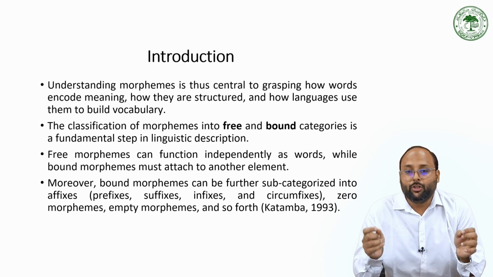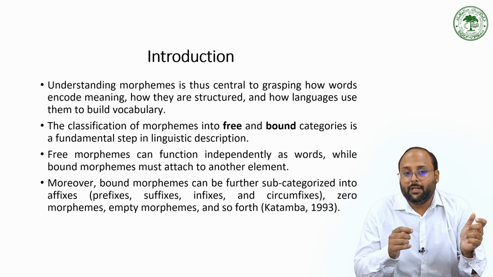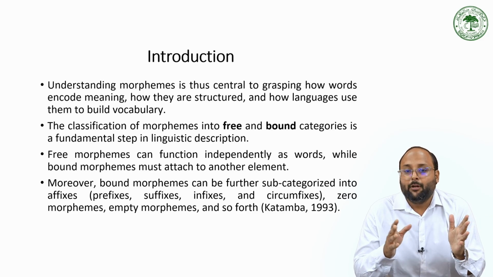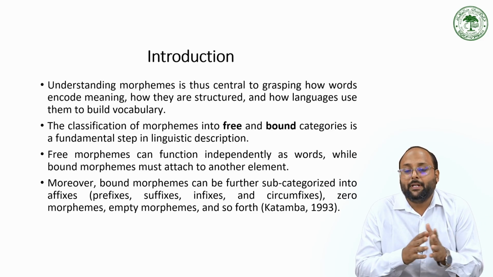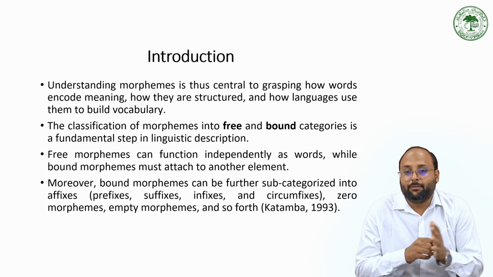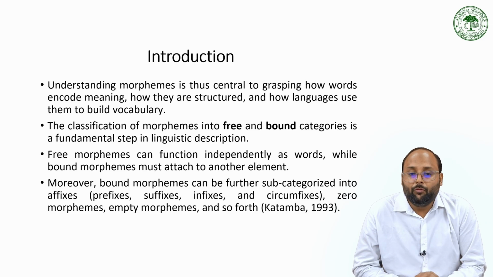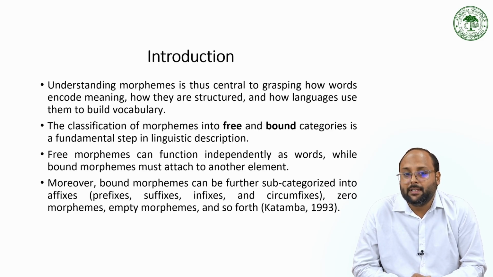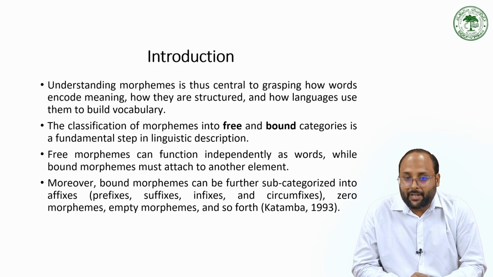Like we have the word books. In books, we have book, which has independent meaning, but the -s is the plural morpheme, it does not have independent meaning, but when it occurs with the word book, it gives the meaning of plural. Moreover, the bound morpheme can be further subcategorized into affixes like the prefix, suffix, infix, and circumfixes, and zero morpheme, empty morpheme, and so forth. So that is why the bound morpheme has different categories or subdivisions.